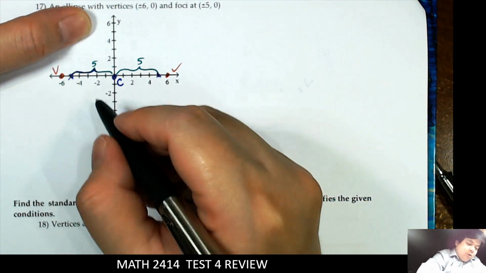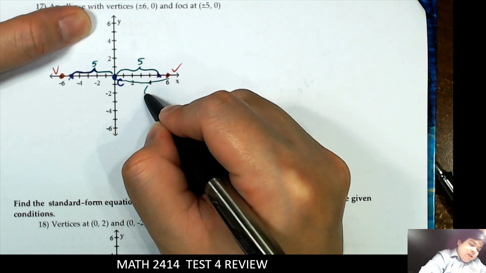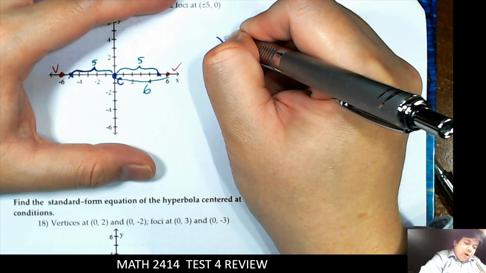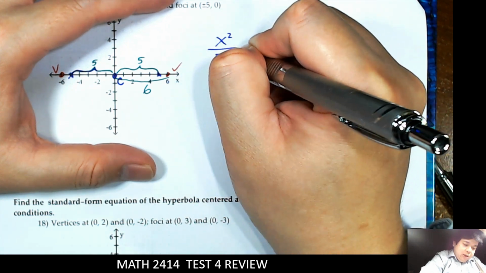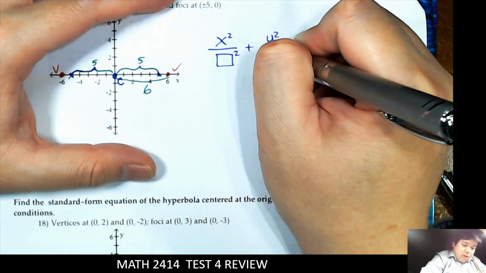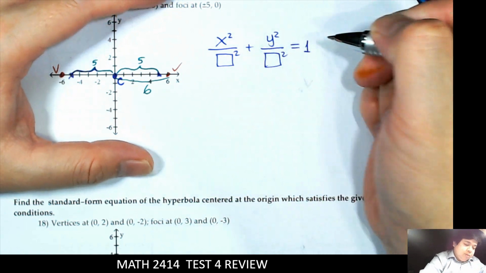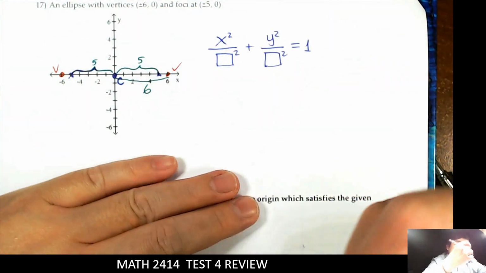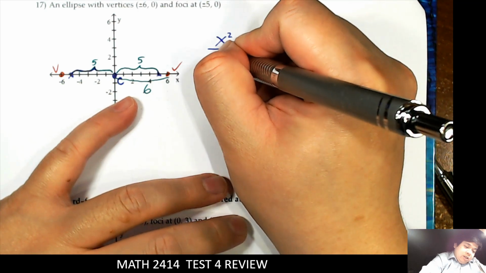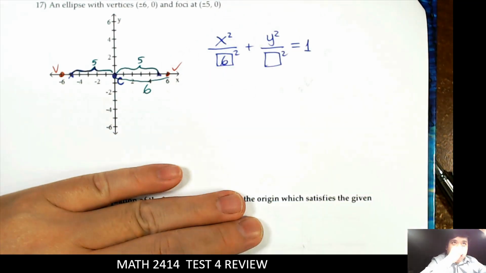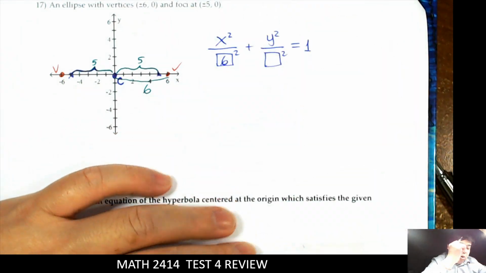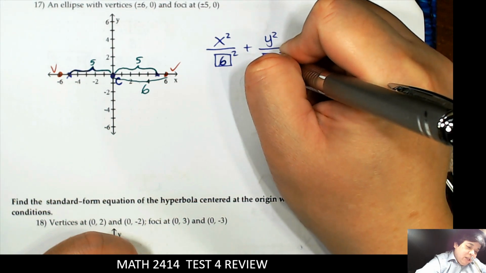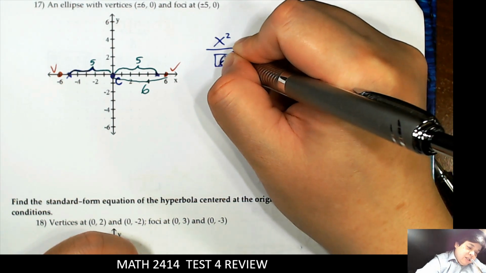The distance from the center to the vertex is 6. Bottom line is we're going to have the equation of x squared over something squared plus y squared over something squared equal to 1. Now, we know that from the center we go left and right 6 units. So 6 is going to be below the x squared, so it's going to be x squared over 6 squared. Just need to determine this. We don't know what that is, so let that be b. This is 6, and this is b.